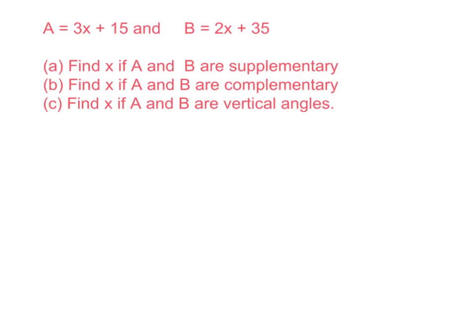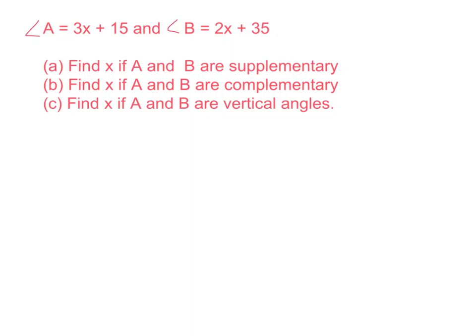Okay, we have a situation here. Angle A is 3x plus 15, and angle B is 2x plus 35. And what I want you to do is three different things. First, let's find x if A and B are supplementary. B is find x if A and B are complementary. And the third thing is find x if A and B are vertical. So we have three different scenarios, so we'll get three different answers.